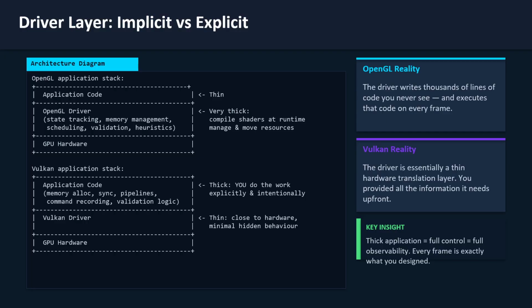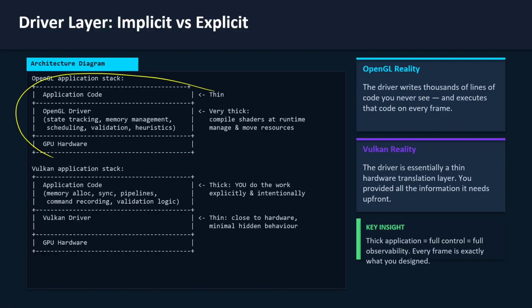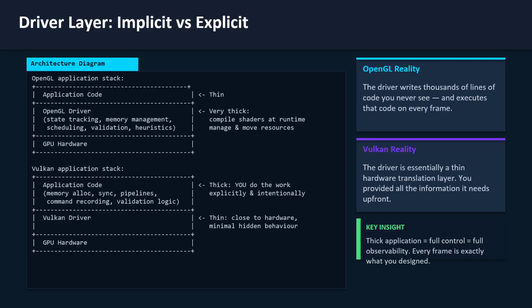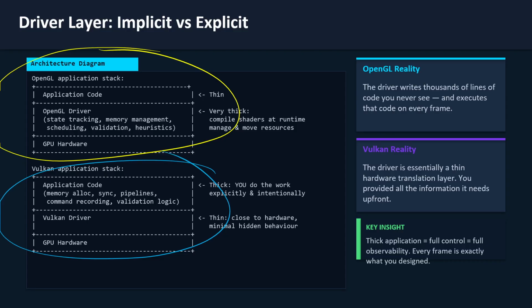Now this is where the architecture diagram of implicit and explicit comes. If you see the upper model, I can divide this into two. This is the OpenGL stack, and this is the Vulkan stack. I have already covered it, but I'll quickly go through this one. So this is your application code. Just give me a second.